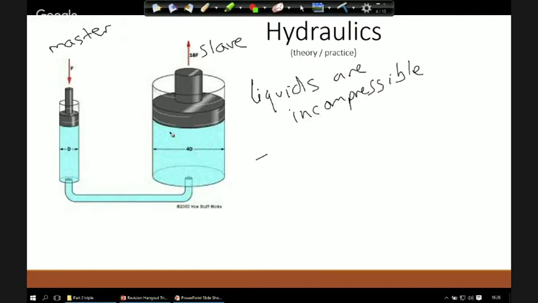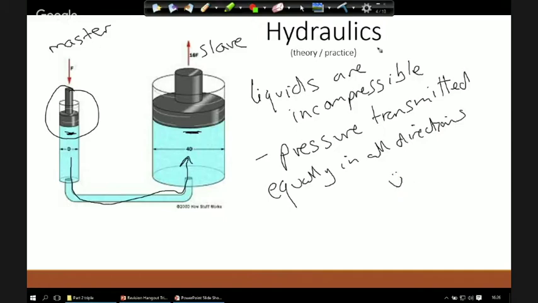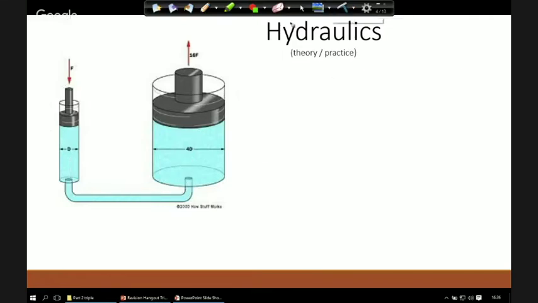So because liquids are incompressible, when I squeeze over at this end, that pressure that I apply here will also apply over here, because the water has to go somewhere through this device up here. So liquids are incompressible, and my pressure is transmitted equally in all directions. That's why hydraulic systems work. Whatever pressure I apply on one end, it'll apply that same pressure up to the other end.